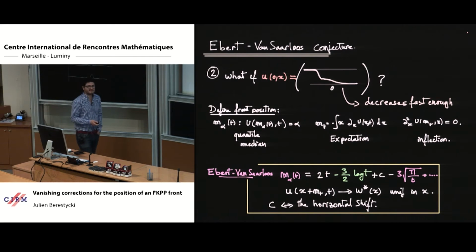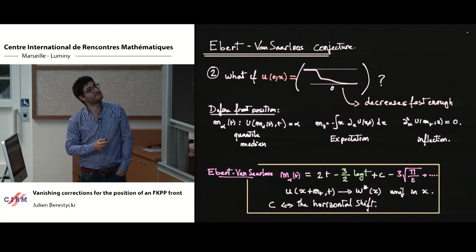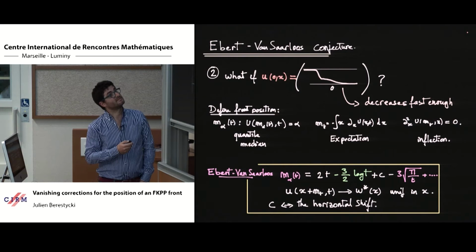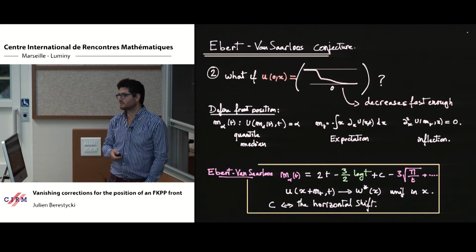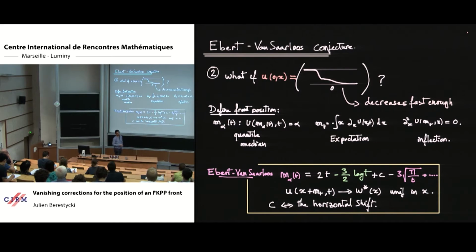Okay, so there are many ways, in fact, in which you can define the position of a front. So maybe the most natural way is to say, okay, if I have decreasing initial conditions, they're always going to stay decreasing, so I can define m alpha of t to be the point where my solution is equal to alpha. Okay, so think of alpha equal 1/2. And if you think of this function as 1 minus the CDF of some variable, this is just the median of this distribution. Okay, if alpha equal 1/2.